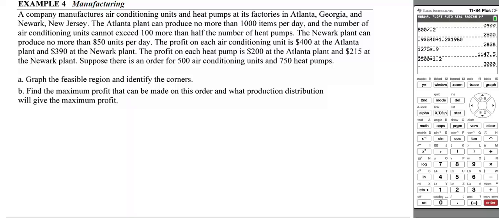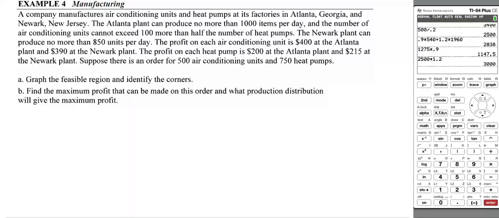The profit on each air conditioning unit is $400 at the Atlanta plant and $390 at the Newark plant. The profit on each heat pump is $200 at the Atlanta plant and $215 at the Newark plant. Suppose there is an order for 500 air conditioning units and 750 heat pumps.